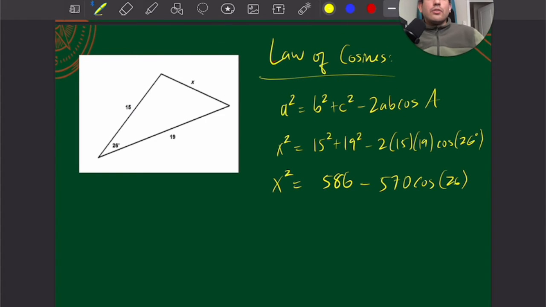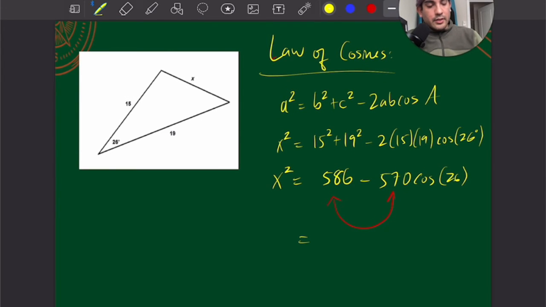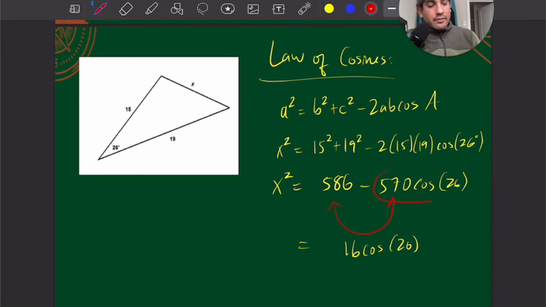Okay. I wanted to purposely not multiply the cosine of 26 degrees by the 570 yet, because a lot of students are going to make this one mistake. They're going to end up subtracting the 570 from the 586, and they're going to say that their answer is going to be 16 cosine of 26. That is not the case. We got to be very careful with that. The reason being is because the 570 is still being multiplied to the cosine of 26. Can't forget your PEMDAS. We have to multiply that value first.